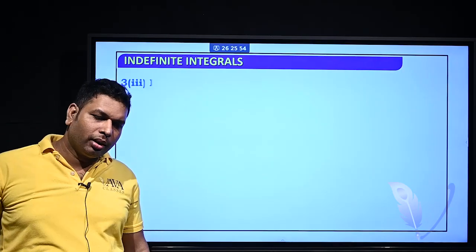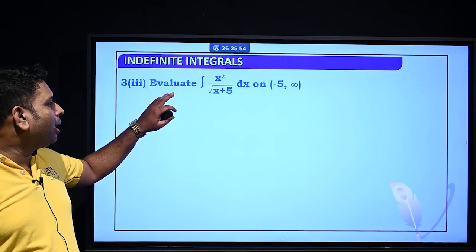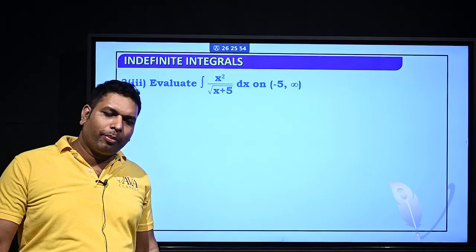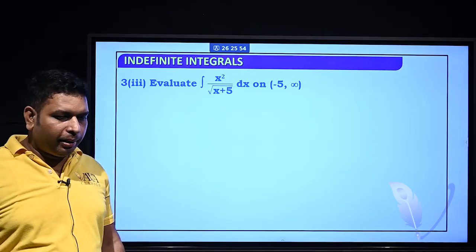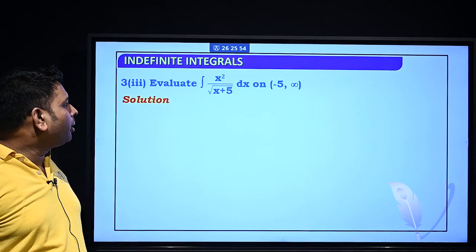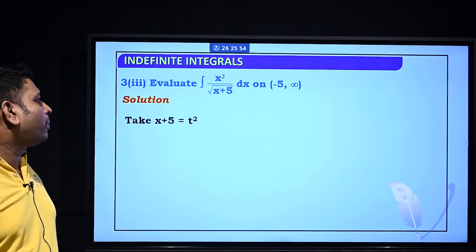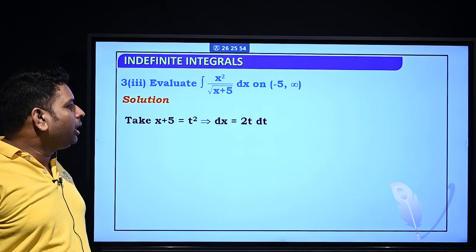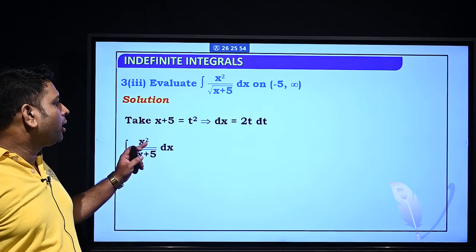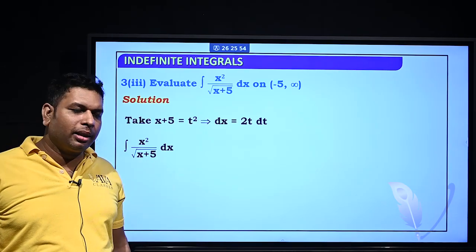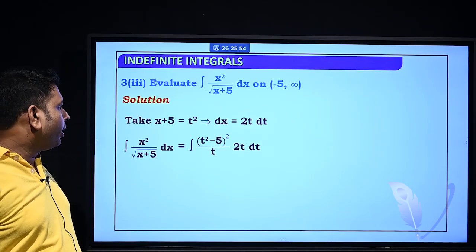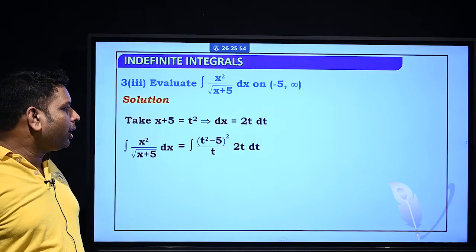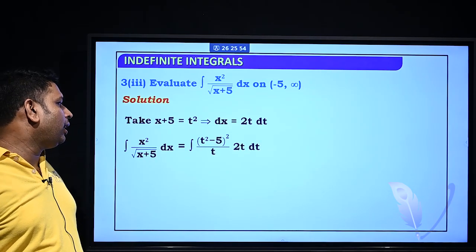Okay. Now question number 3, third bit: evaluate integration of x square by the square root of x plus 5, dx, from minus 5 to infinity. Solution. Let x plus 5 equal to t square. Then dx equals 2t dt. So integration of x square by the square root of x plus 5, dx, where x plus 5 equals t square. So dx is 2t dt.